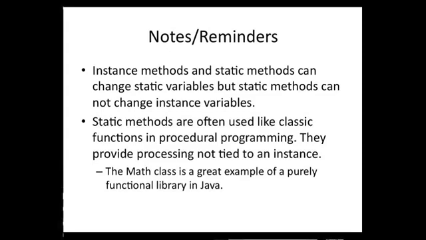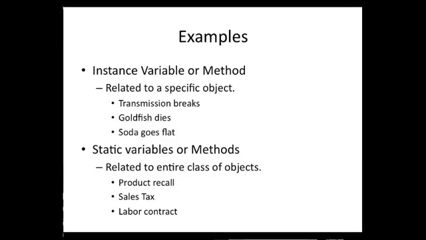And also take a look at the string class to see what they've made static and what they've left as an instance method. That's really the best way to start to understand how to separate what should be static and what shouldn't. So in the real world, we can think of some examples of what is an instance variable or method and what is a static variable or method.